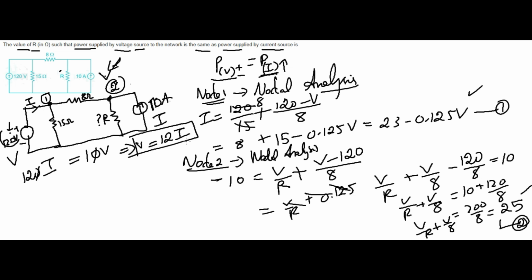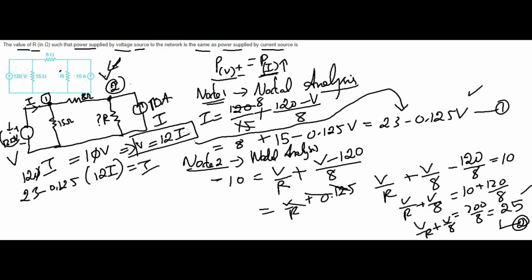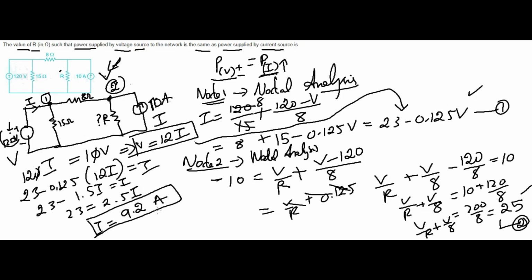So now I substitute V equal to 12I in this equation. So 23 minus 0.125 into 12I is equal to I, because I is here, is it right? So automatically 23 minus 1.5I is equal to I. So 23 is equal to 2.5I, is it right? So I plus 1.5, I is equal to 9.2. So approximately 9.2 amps.